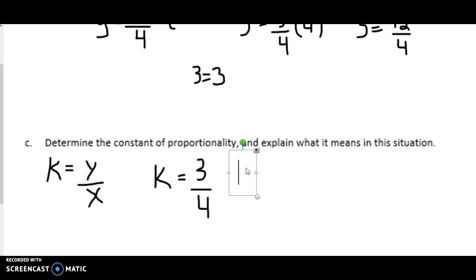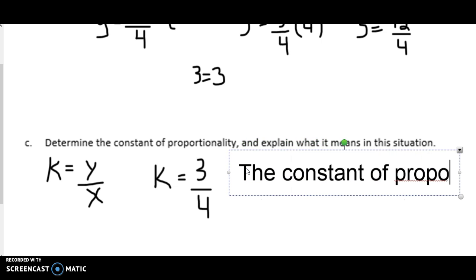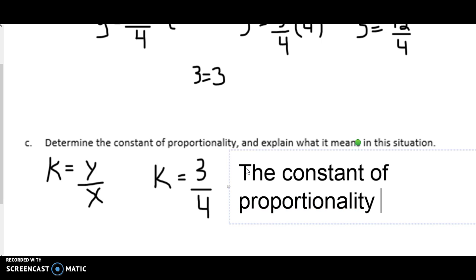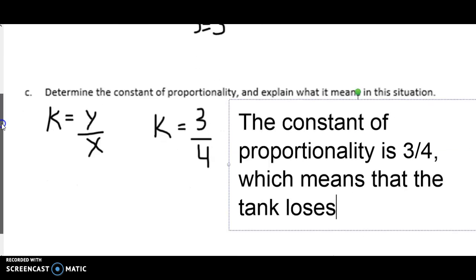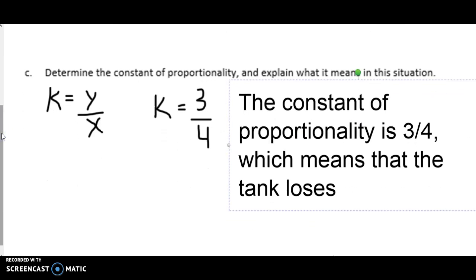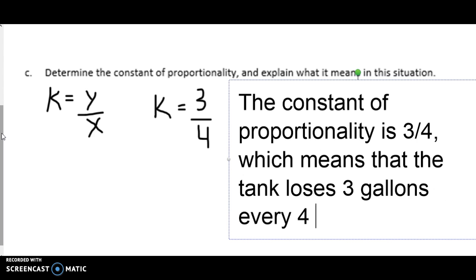So what this means is, we'll just write this as a sentence, the constant of proportionality is 3 over 4, which means that the tank loses 3 gallons every 4 minutes.